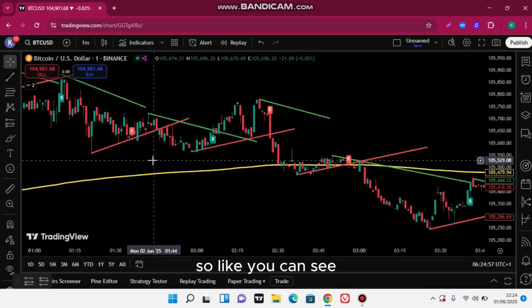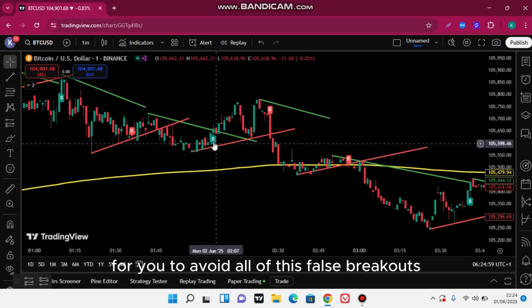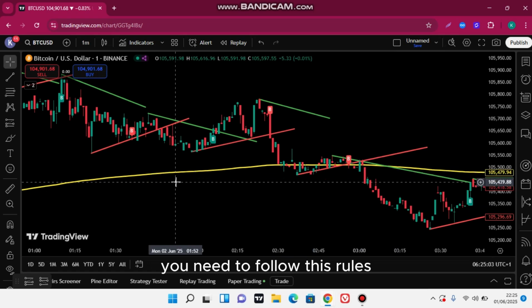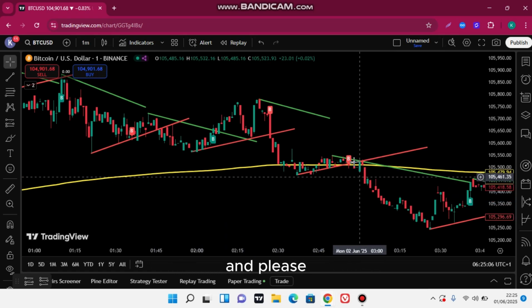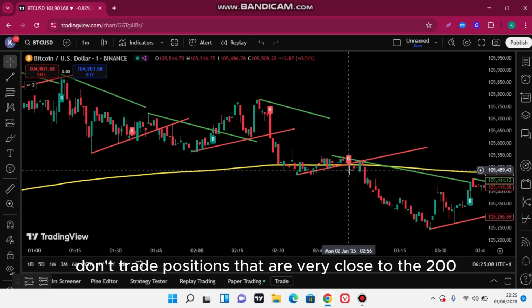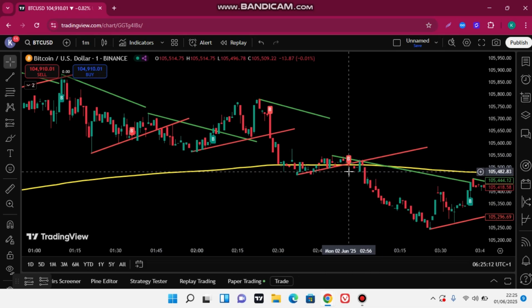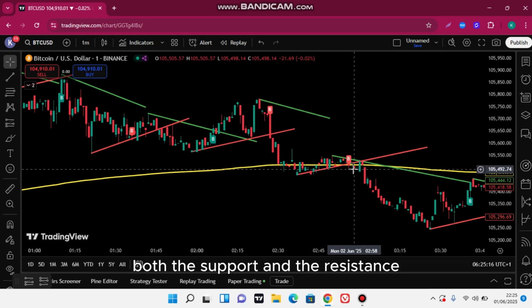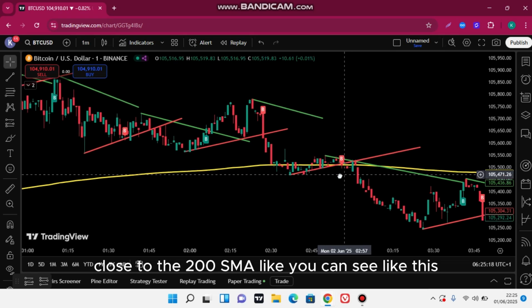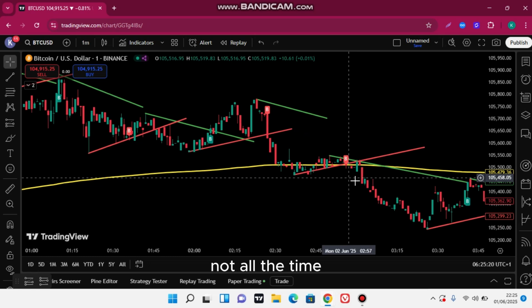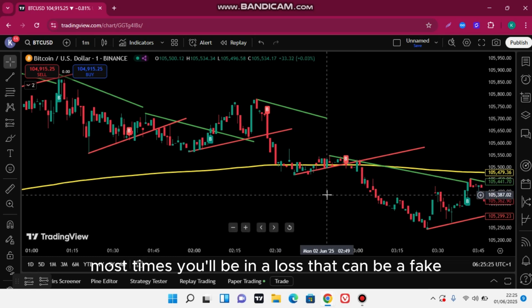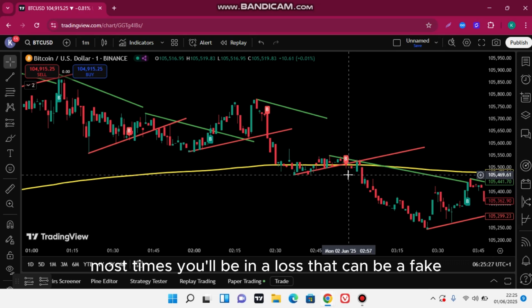So like you can see, for you to avoid all of these false breakouts, you need to follow these rules like I'm giving to you now. And please don't trade positions that are very close to the 200 SMA or that have broken both the support and the resistance close to the 200 SMA, like you can see like this. Not all the time will you be lucky to get profit from the market. Most times you'll be in a loss. That can be a fake breakout.